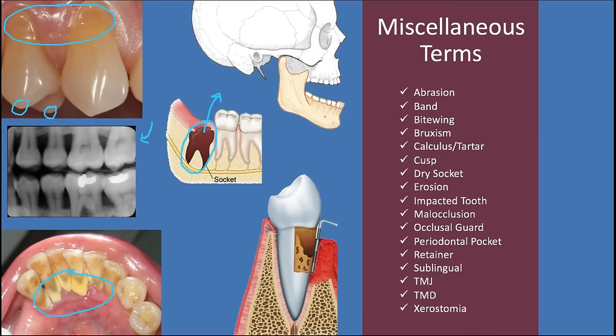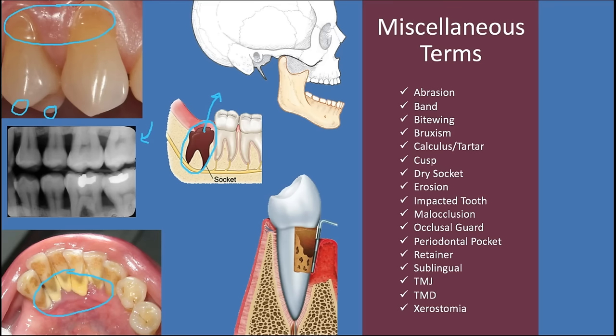Erosion refers to the loss or wear of enamel by acids not caused by bacteria. So this includes things like soda, fruit juice, and stomach acid in the case of acid reflux. An impacted tooth refers to a tooth that's blocked from erupting through the gums on time. And this could be caused by another tooth, bone, or soft tissue.